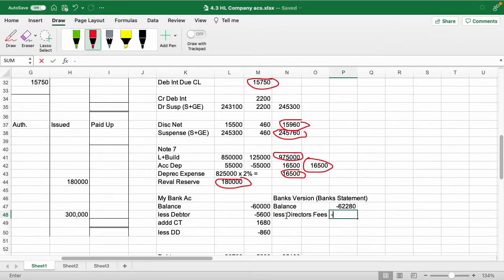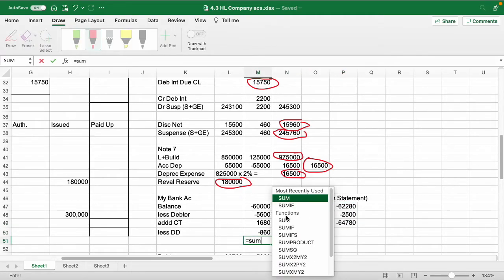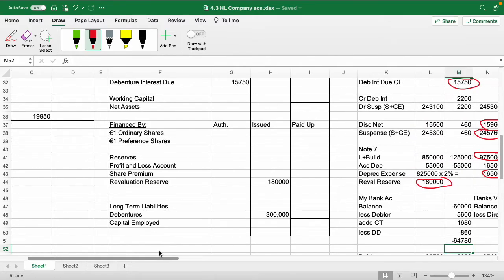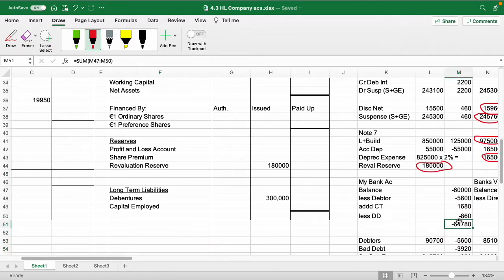So that's minus 2,500. So the real figure for my bank statement should be 64,780. So I'll go over to this. So 64,780. So the two of them now agree. So that's the figure that I'm going to put in for bank. So that is M51.